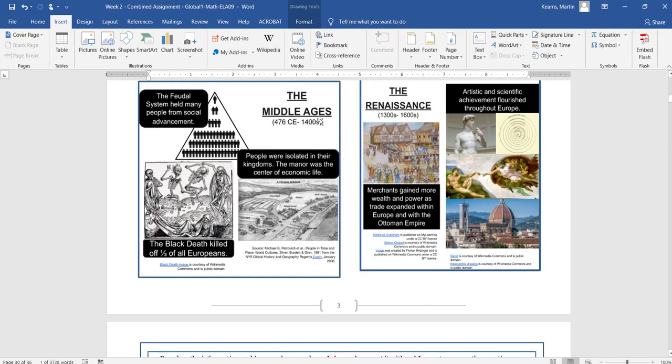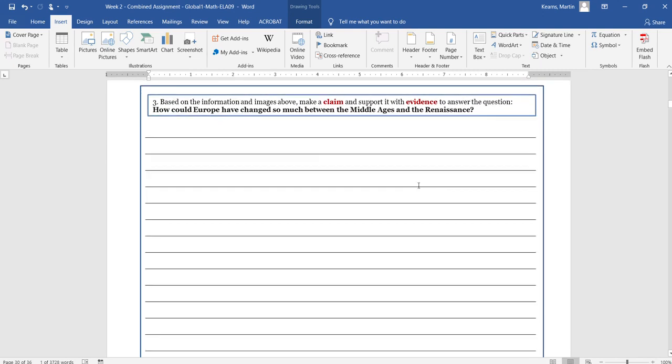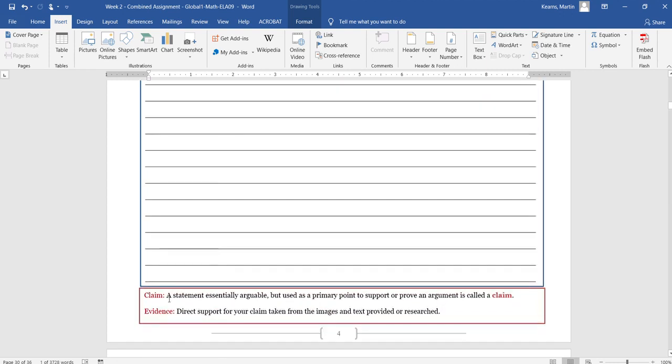We have some information here about the Middle Ages and the Renaissance as well, along with some artwork, right? So, based on the information and images above, make a claim and support it with evidence to answer the questions. How could Europe have changed so much between the Middle Ages and the Renaissance? All right, and remember the key terms here. Claim is a statement essentially arguable, but used as a primary point to support or prove an argument. Evidence, direct support for your claim taken from the images and text provided or researched, okay?